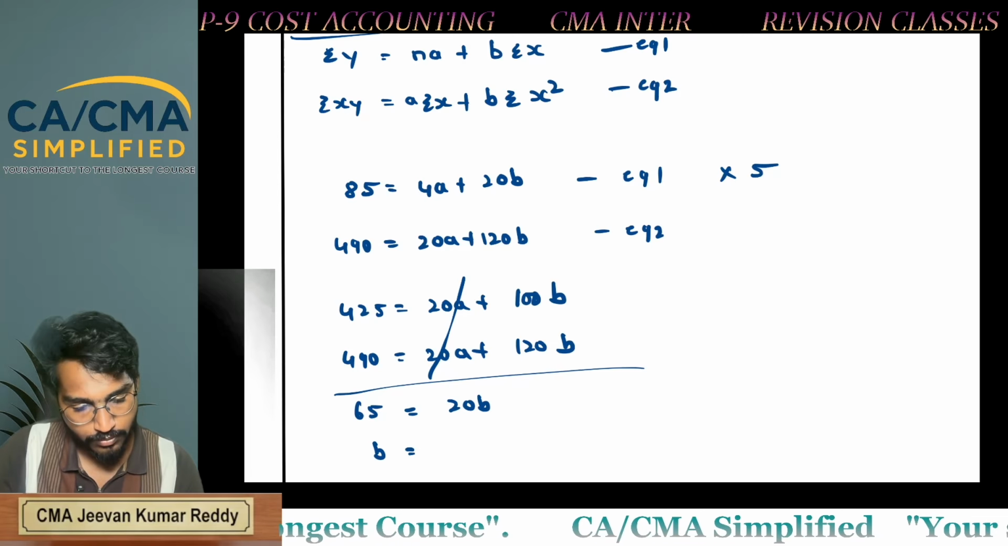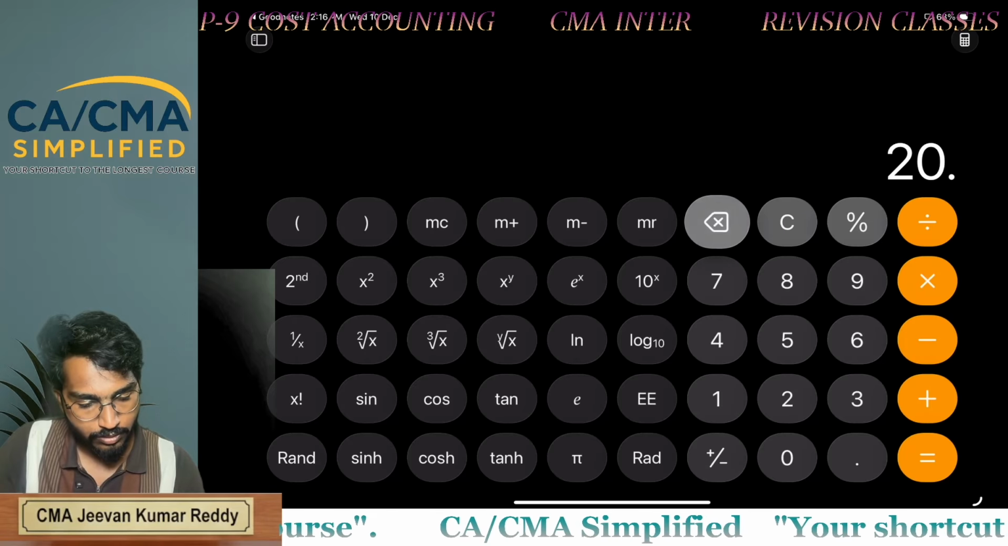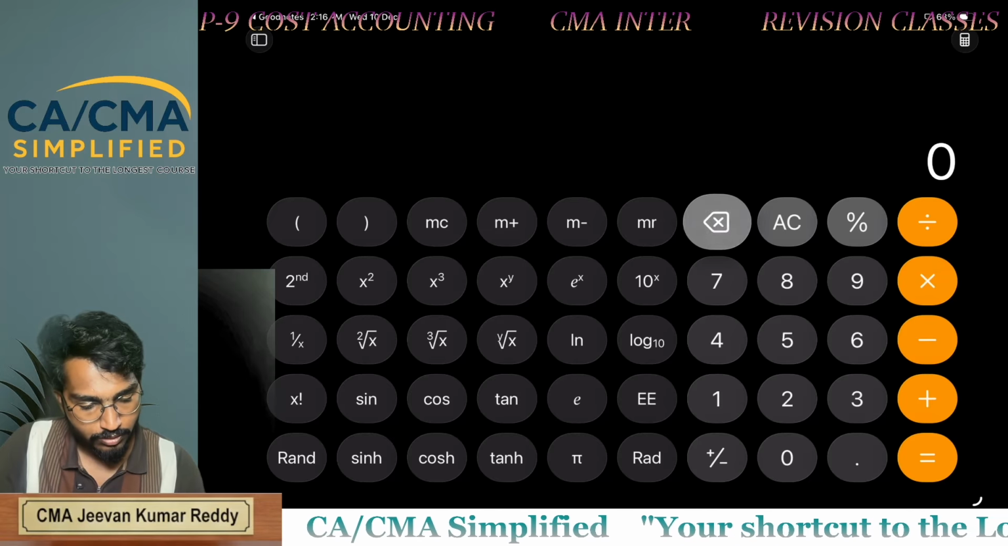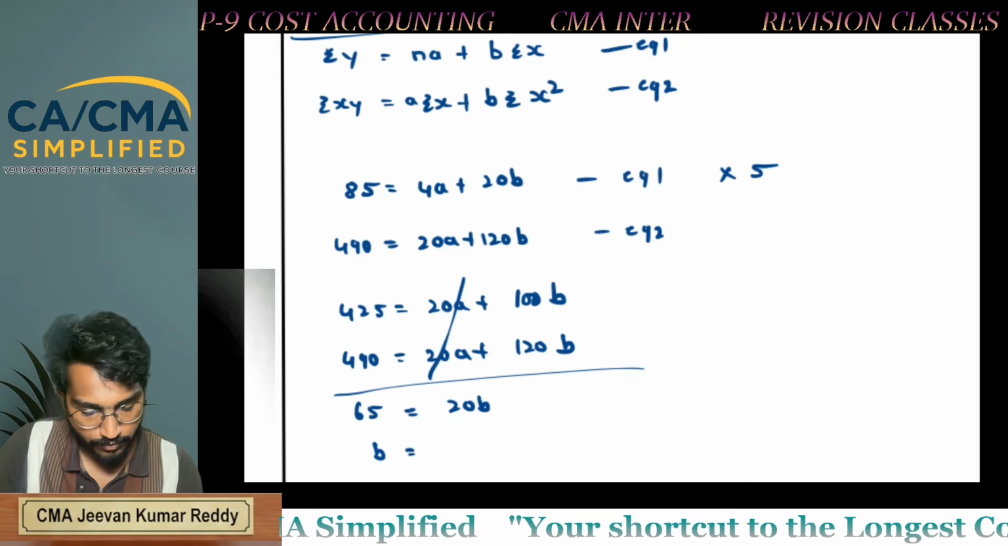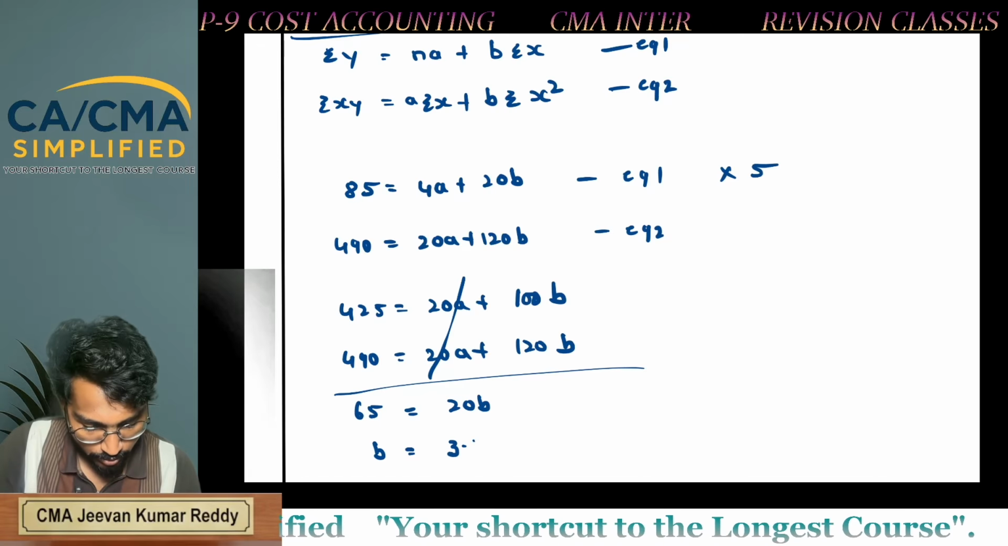b is equal to 65 divided by 20, that is 3.25.